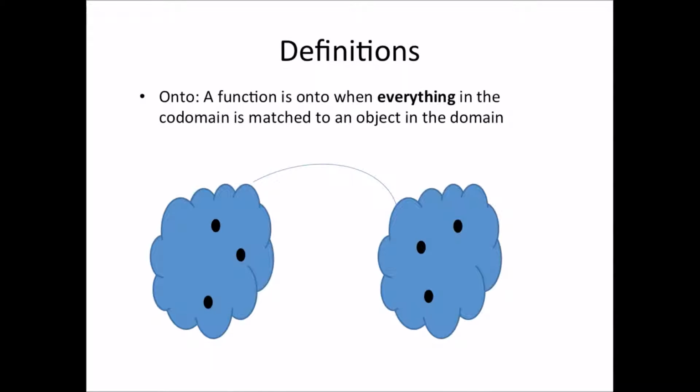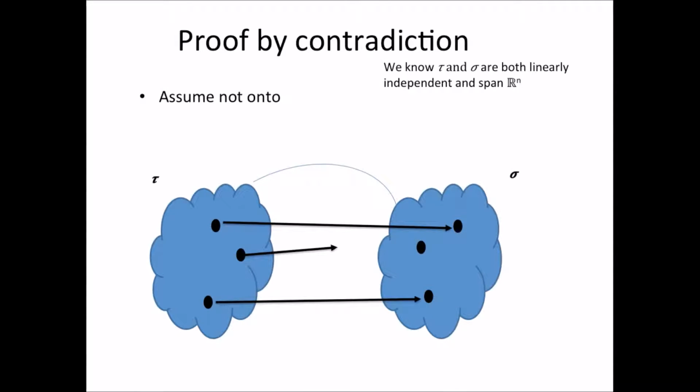And onto. A function is onto when everything in the codomain is matched to an object in the domain. We will assume that it's not onto. Therefore, there's an object in the codomain that's not mapped to by a point in the domain. We know this is not possible because sigma spans Rn. Therefore, there would be a list of coefficients in sigma that would map to the list of coefficients in tau.